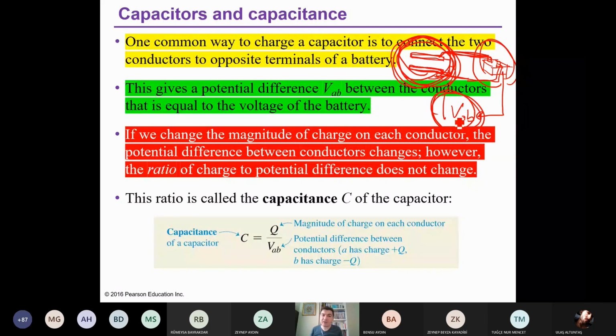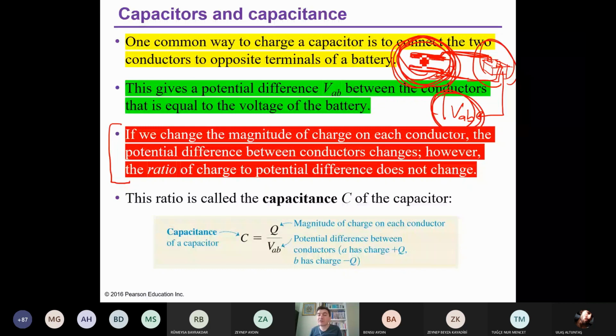If we change the magnitude of charge on each conductor, here, let's say we have conductor 1, and here we have conductor 2 of the capacitor. And if we change the magnitude of charge on each conductor, the potential difference between conductors changes.